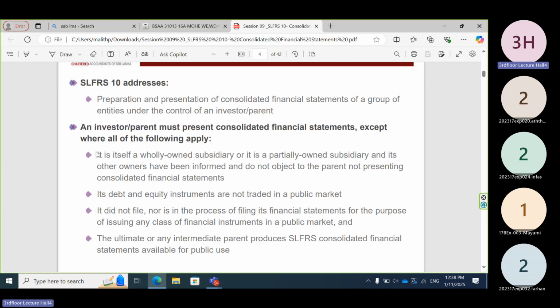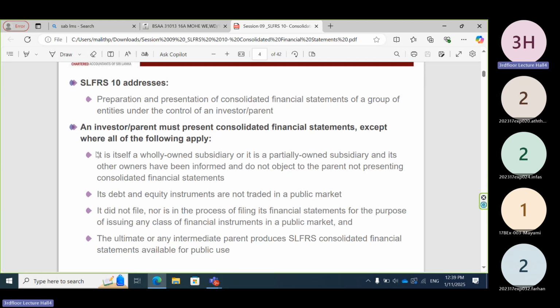And the third one is again related to the second one, right? It did not file, nor is it in the process of filing, financial statements for the purpose of issuing any class of financial instrument in a public market. The second one and third one you can interlink. That's related to listed securities. If you have not issued listed securities, then you have an exemption. The management can decide that.